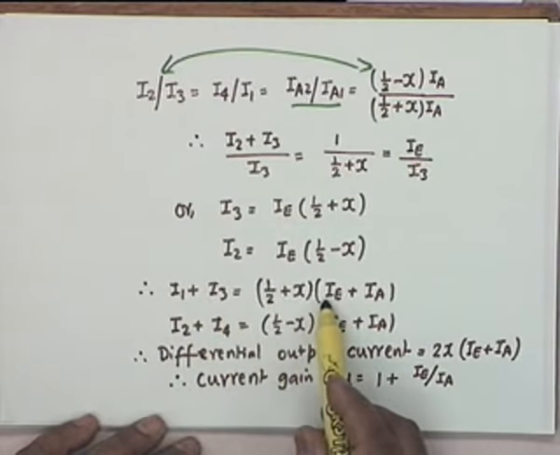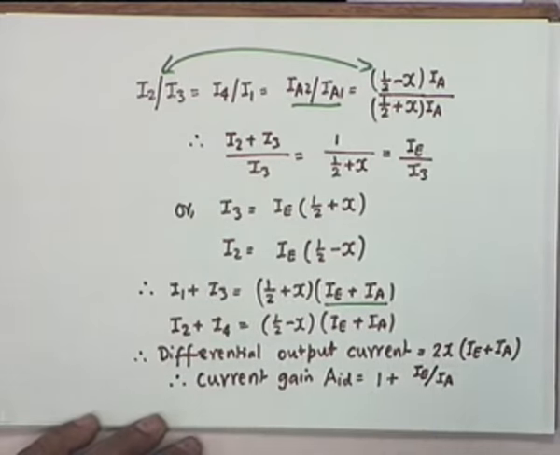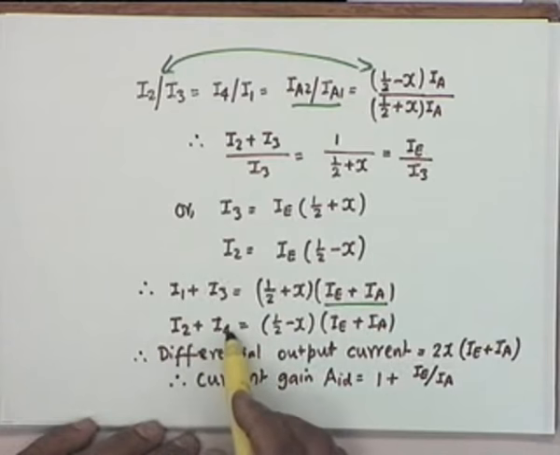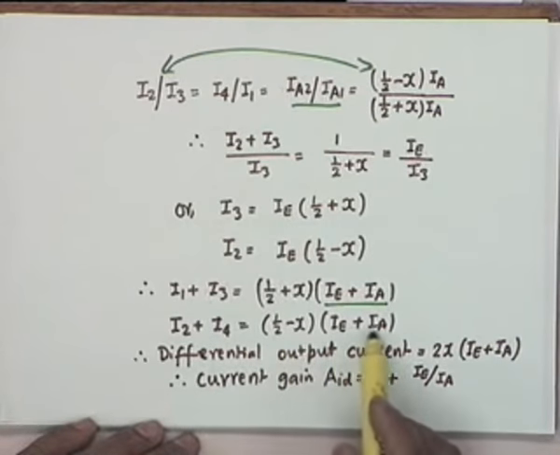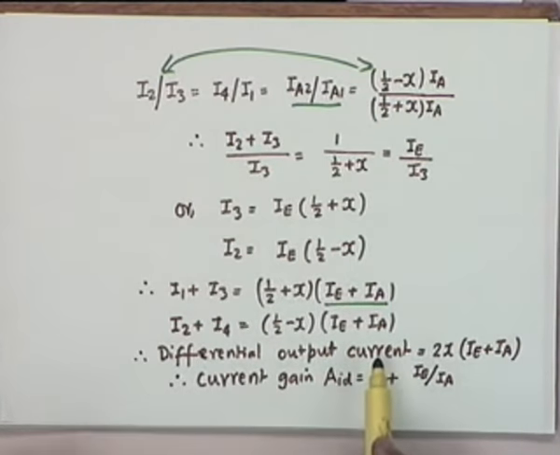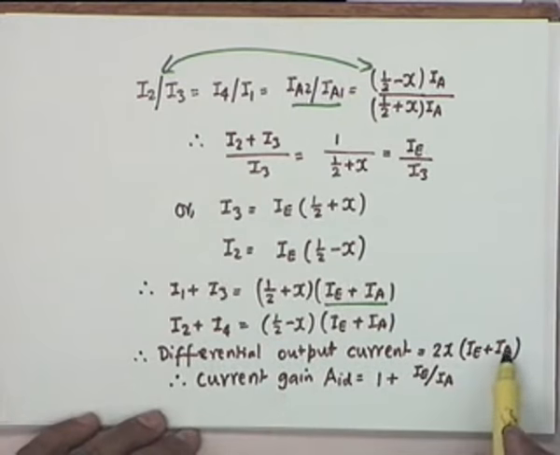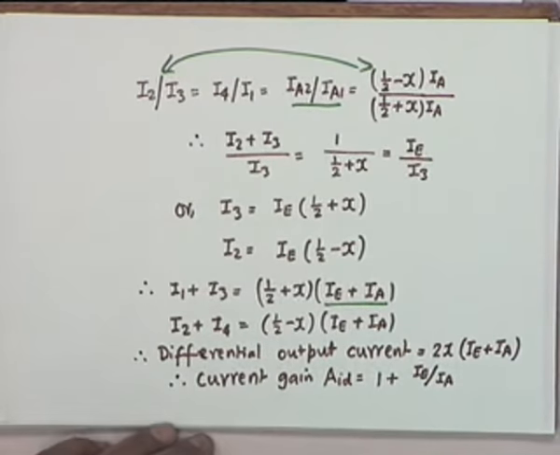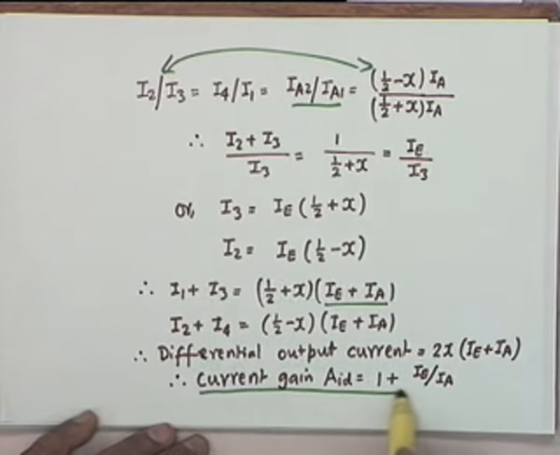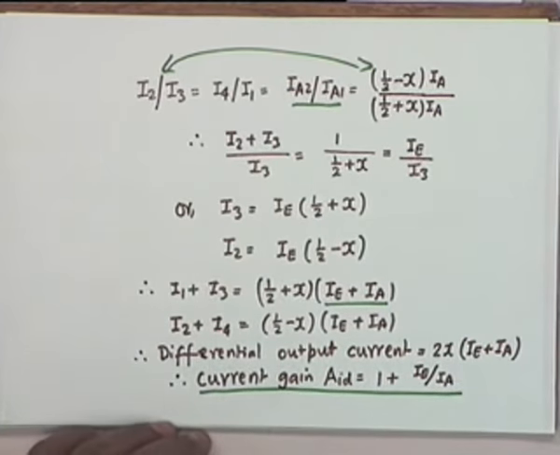This is half plus x times IE plus IA. This is the total bias current IE plus IA, and the other output current I2 plus I4 is half minus x times IE plus IA. Therefore the differential output current should also be proportional to the signal. It is twice x times IE plus IA. There is no DC component. That is the mistake that we had made, and therefore the current gain is 1 plus IE by IA.